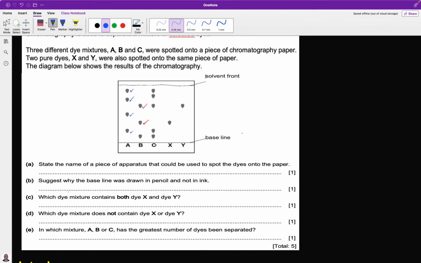How many dyes have been separated? 1, 2, 3, 4, 5. There are 5 components that have been separated. So mixture C is the right answer for E. So E is C.